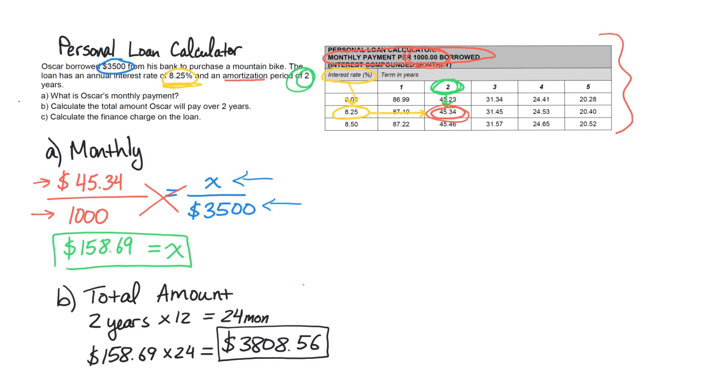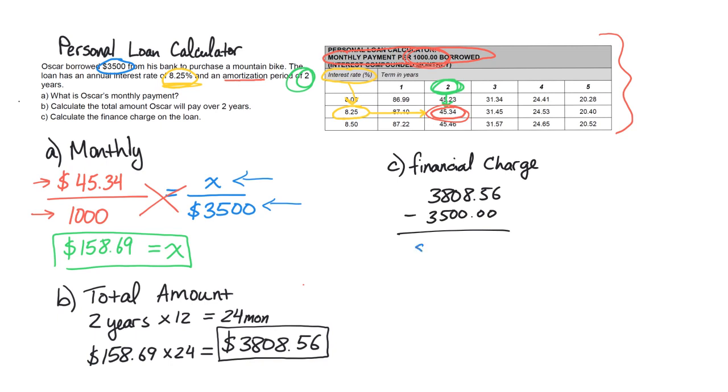The last section is asking us for the financial charge, meaning what was the extra amount that he had to pay because he didn't pay in cash. So what I'm looking for is how much did he actually pay versus how much it originally cost. So to do that, I take his total amount, $3,808.56, and subtract the original cost of the mountain bike, which was just $3,500. And that tells me that his financial charge, the extra amount that he paid because he made a loan, is $308.56.